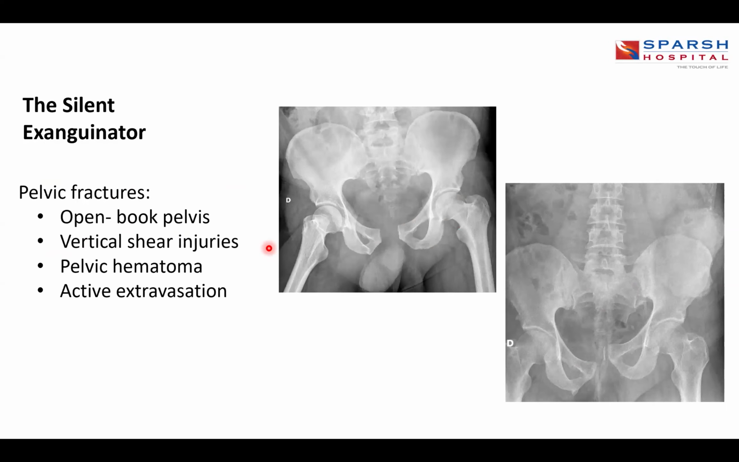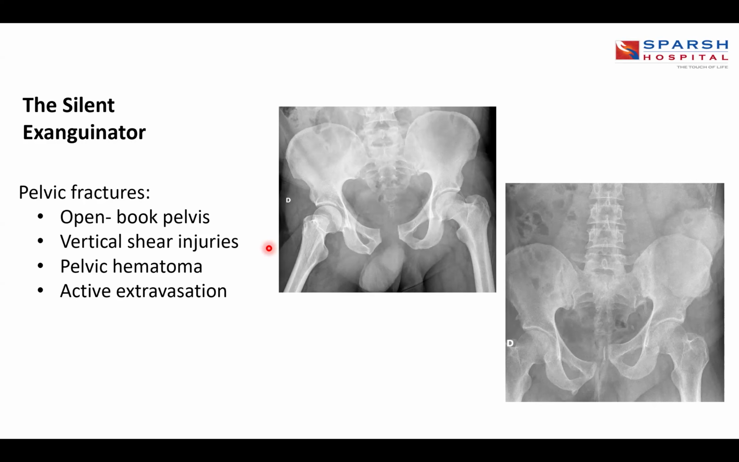The other X-ray in the X-ray series belongs to the pelvis X-ray. So you do the chest X-ray and then you directly move on to the pelvis X-ray, because pelvis bleeders are always the silent exsanguinators. You have a trauma patient who is conscious, oriented. You have done a FAST scan, you have done a chest X-ray, and still the patient is having hypotension, tachycardia. Always and always suspect the bleeding to be in the pelvic region.